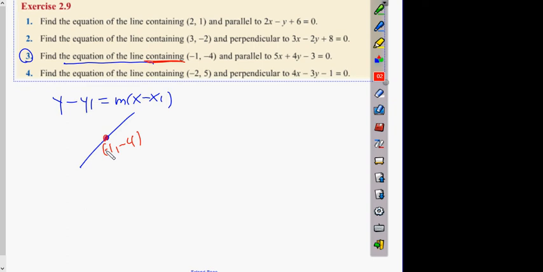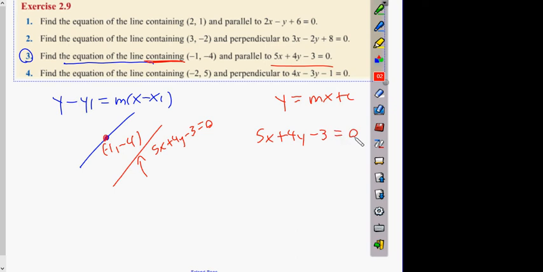Okay. Now parallel, what does parallel mean? It means it's parallel to another line. Okay? And this other line is 5x plus 4y minus 3. How do I find the slope of this line here? Connor, how do you do it? You do the 5x plus 4y minus 3 equals 0. Yeah, and then what you do with it? 4y equals minus 5x plus 3.